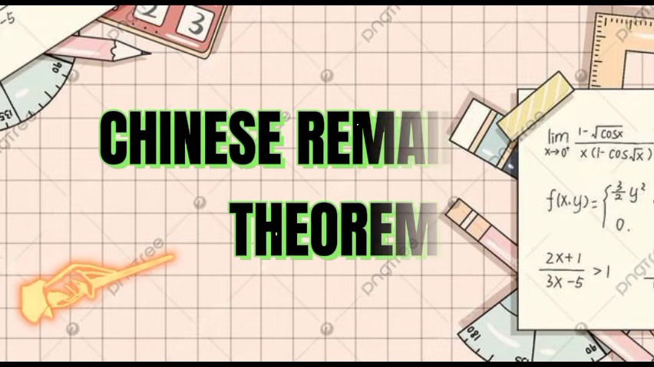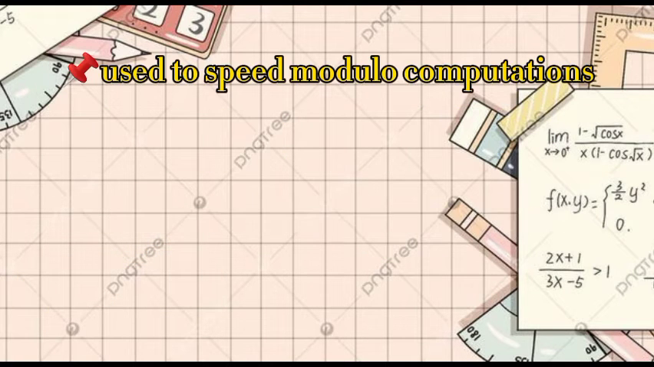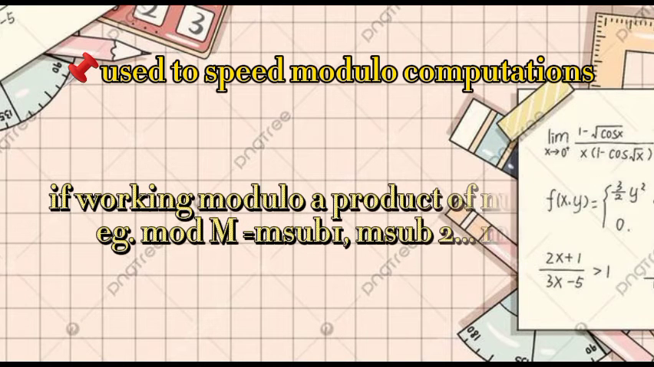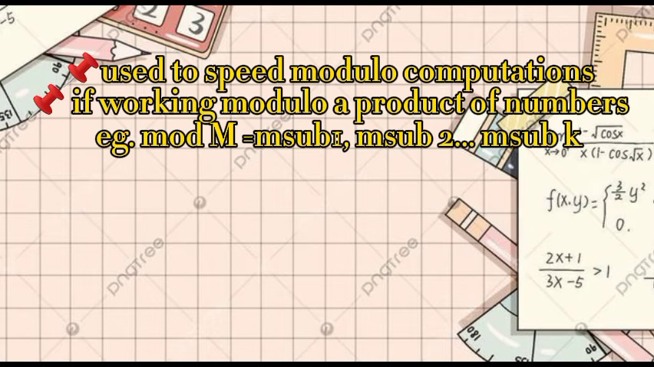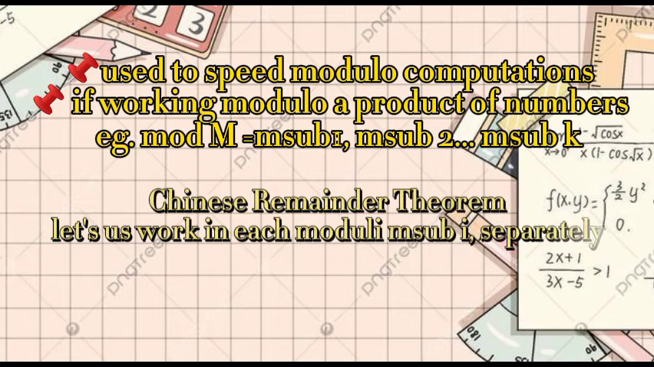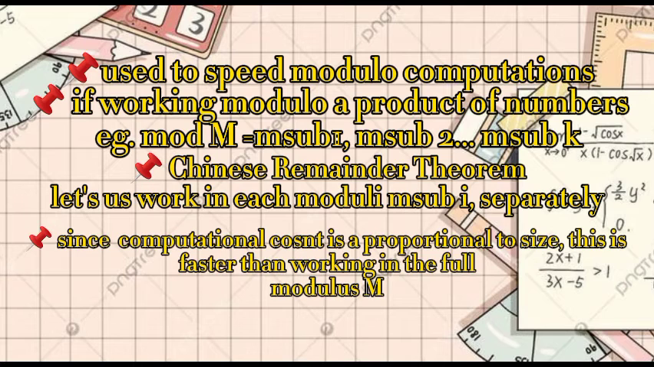Chinese remainder theorem is used to speed up modulo computations. If working modulo a product of numbers, for example, mod m where m is equal to m sub 1 to m sub k, the Chinese remainder theorem lets us work in each modulus m sub i separately. Since computational cost is proportional to the size, this is faster than working in the full modulus m.